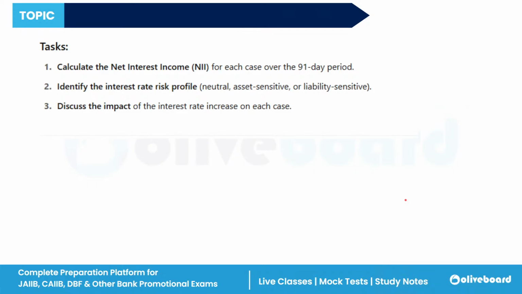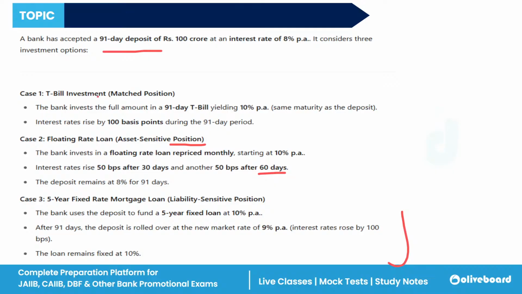So let's start with question number 1. Calculate the NII. See, for NII, we have to see the asset interest. And for asset interest, the asset yield is given.